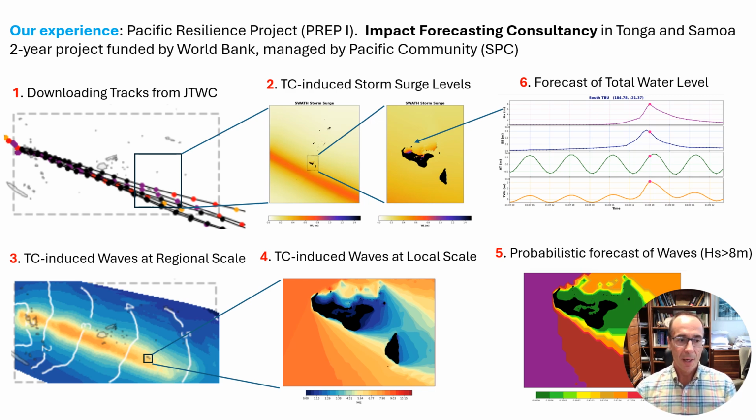Step 3, we calculate the waves at regional scale, again in a question of minutes, but also step 4 at a local scale. Based on that, for instance, we can estimate the probabilistic forecast of having a wave height larger than 8 meters. And if we focus on a specific point, we can do the forecast of total water levels, and as you see here, it is the summation of the effects of storm surge levels and astronomical tide in order to obtain the total water level, which is a proxy and indicator of flooding.